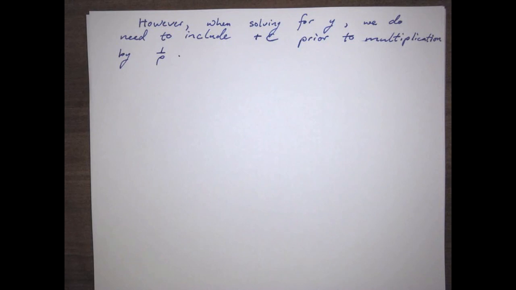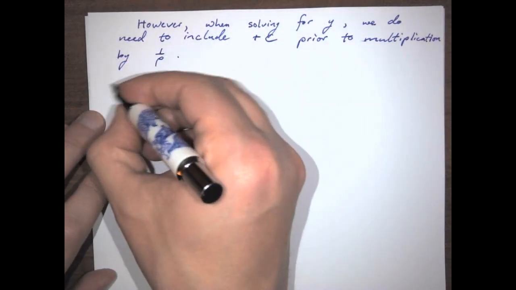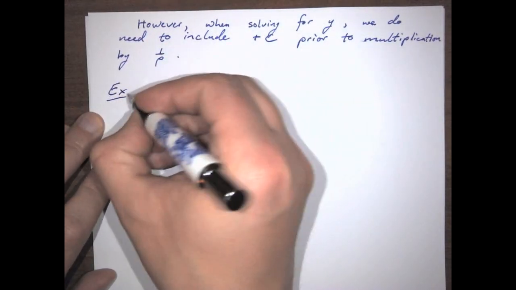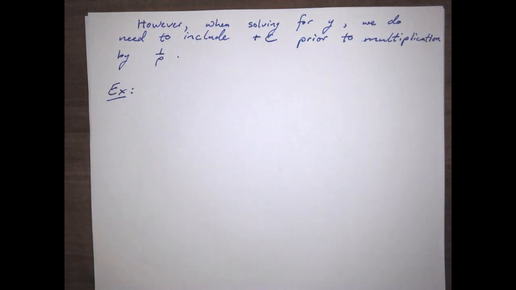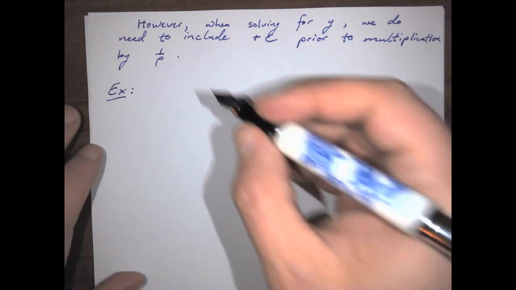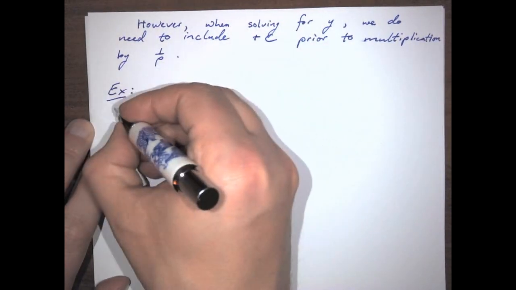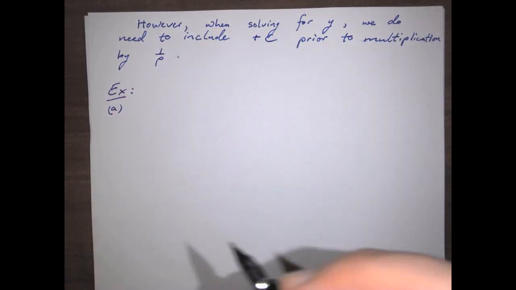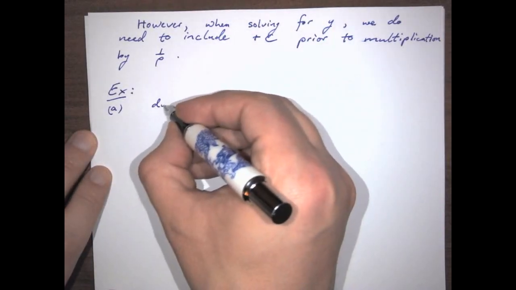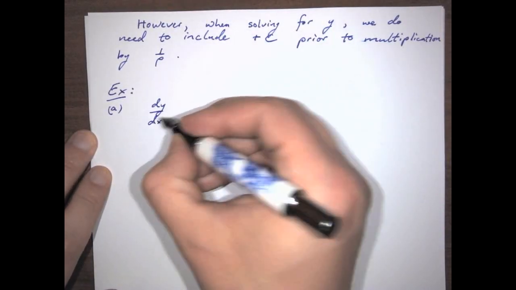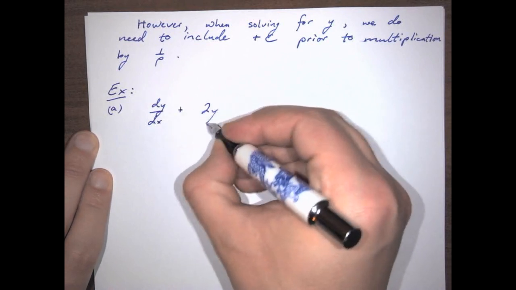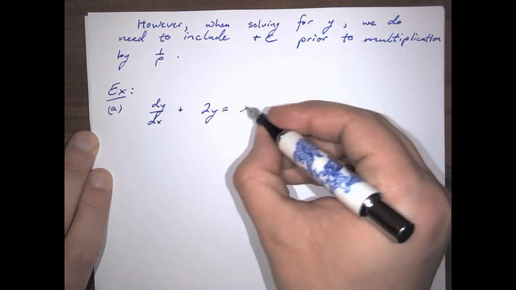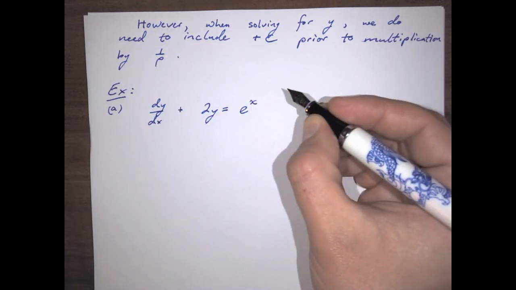So let's now watch this play out. Let's go back to that example we had to motivate the very concept of a linear differential equation. So it's going to be the first in a series. So we have dy dx plus 2y is equal to e to the x.